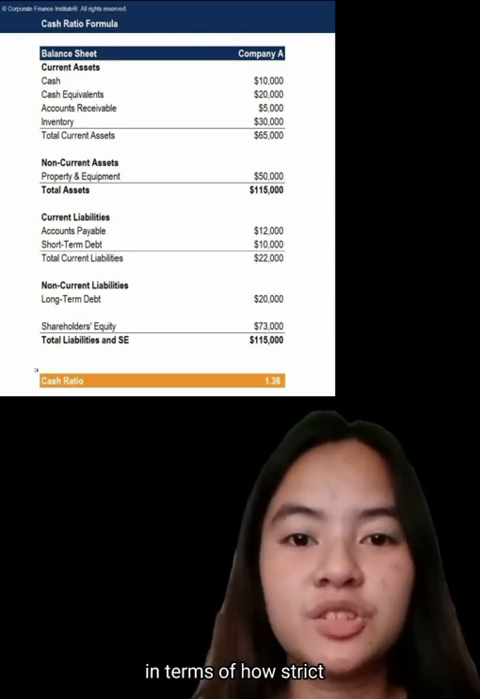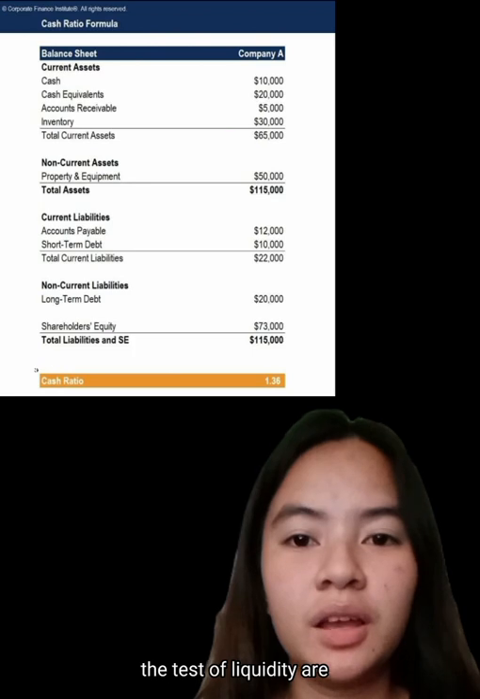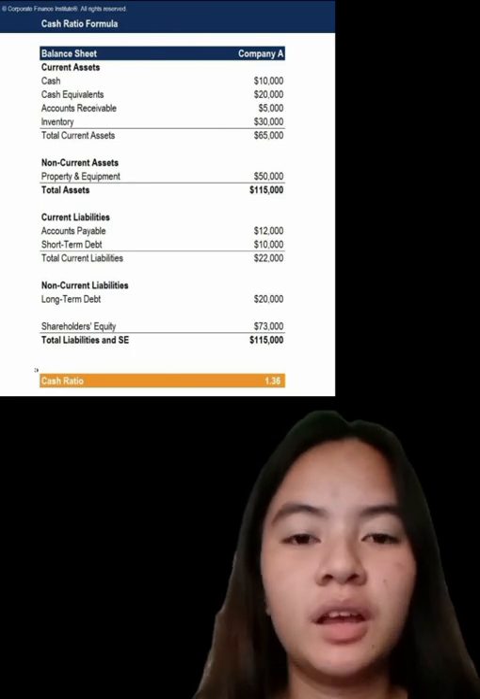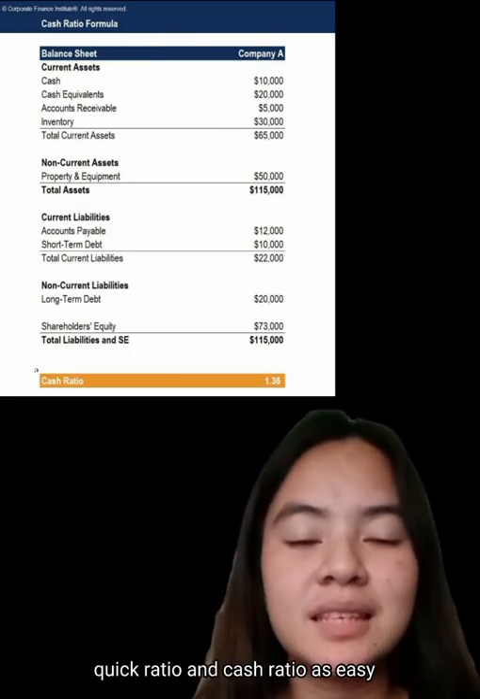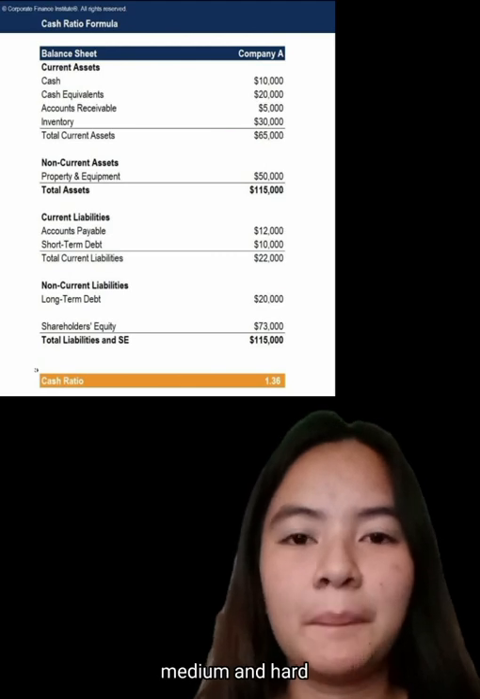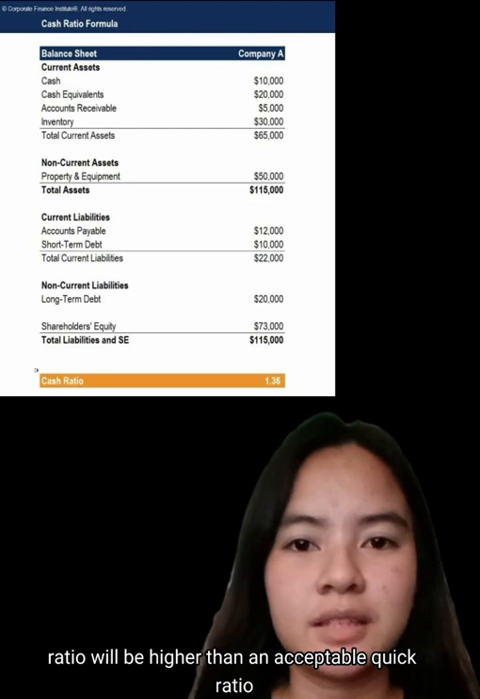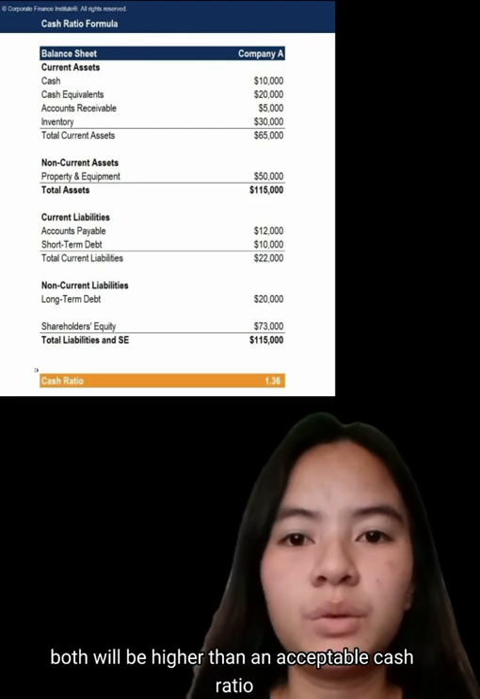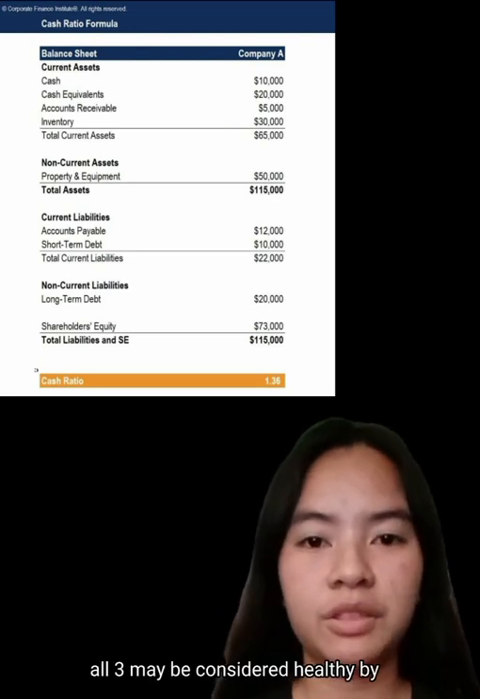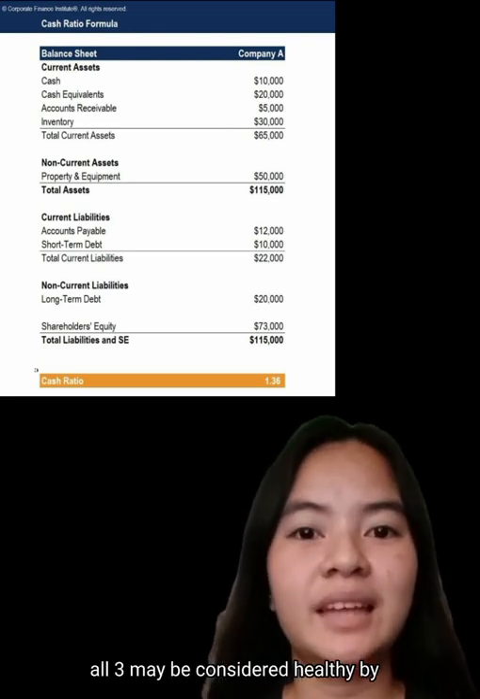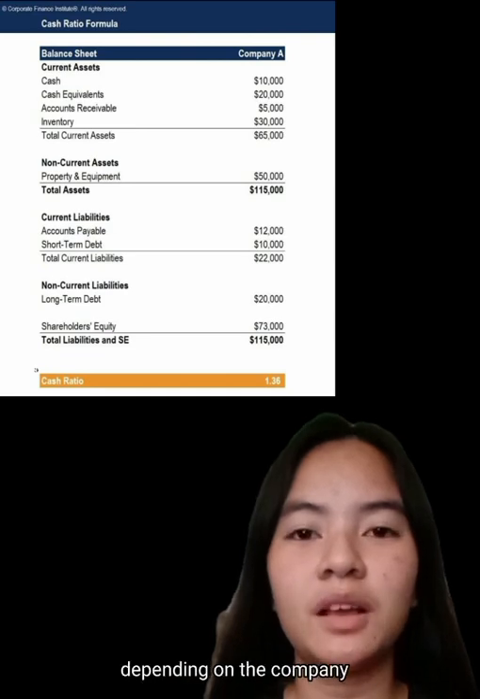In terms of how strict the tests of liquidity are, you can view the current ratio, quick ratio, and cash ratio as easy, medium, and hard. Therefore, an acceptable current ratio will be higher than an acceptable quick ratio. Both will be higher than an acceptable cash ratio. All three may be considered healthy by analysts and investors depending on the company.